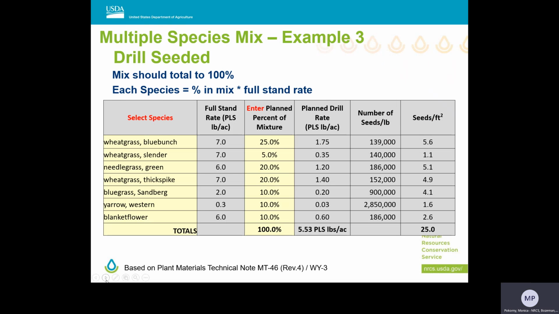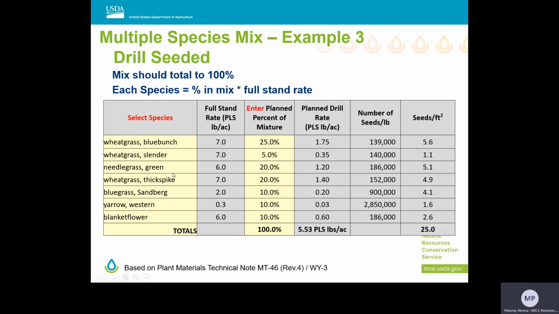Let's move on now to another seeding example. And this is simply to have multiple species in our seed mix. So in this example, we're drill seeding. It's a good site, so it's not a critical area site. We have 12-inch between row spacings on our drill seeder. And so the only thing we need to calculate is the percent of each species in the mix.